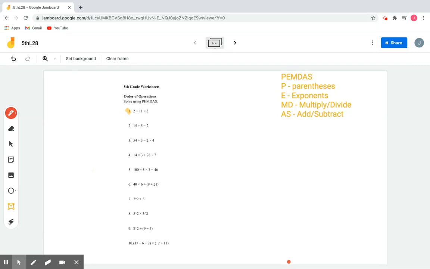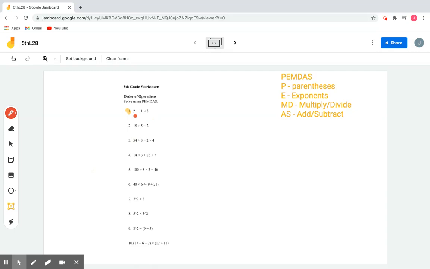So let's get started. The first one we're going to learn is order of operations, and we're going to use PEMDAS to solve these problems. And we're going to work on number 1 together. So in PEMDAS, P stands for parentheses, E stands for exponents, MD stands for multiply and divide, and AS stands for add and subtract. And this is the order we need to follow when we solve this kind of problems.